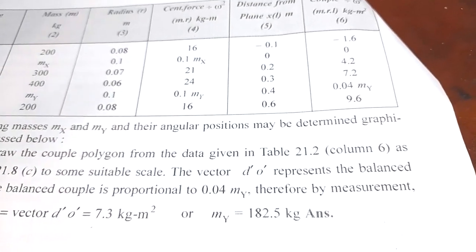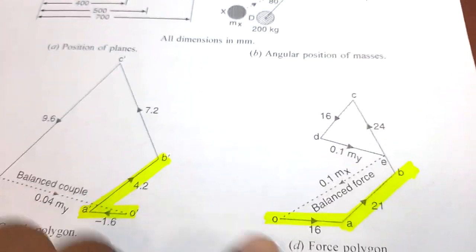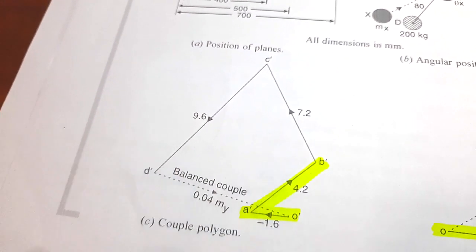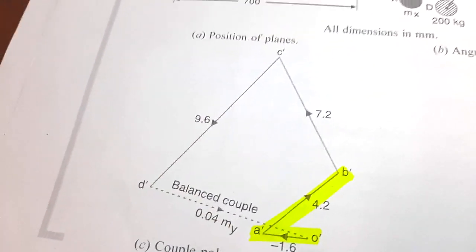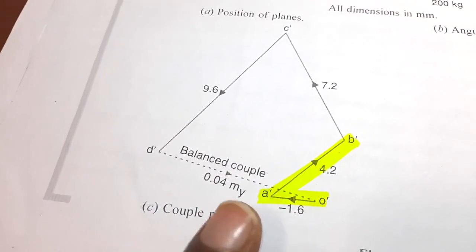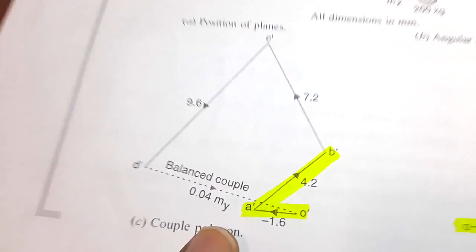Now what is our reference side? That means which side we are going to keep as horizontal. See, this is the first side. Let's start from this one. This is the couple side. Now just focus on the couple polygon. What is the first couple that we are going to sketch?